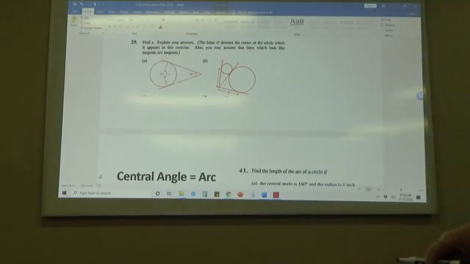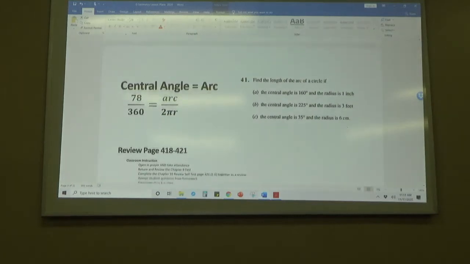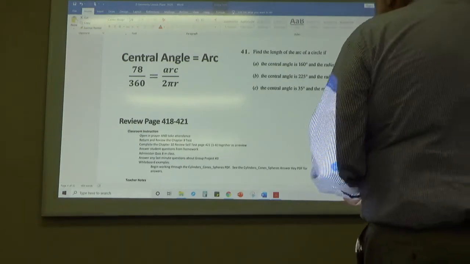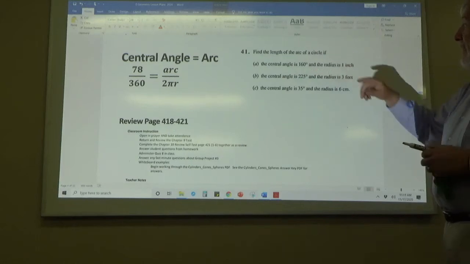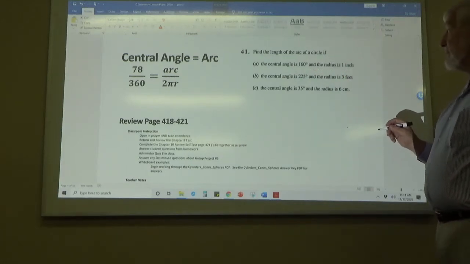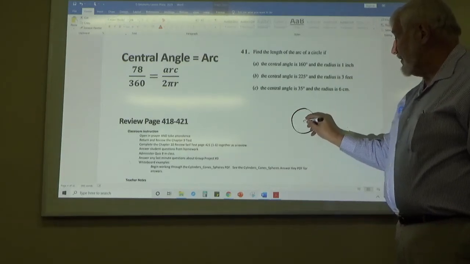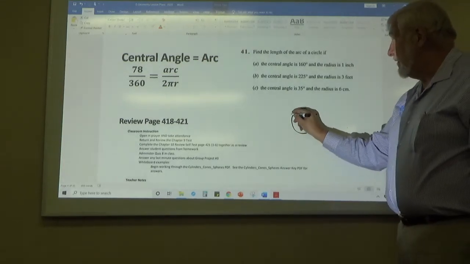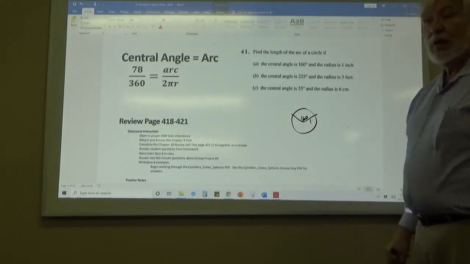All right, so let's see if I can move through this next part here. This was problem 41 in the finished part. It says find the length of the arc if the central angle is 160 degrees and the radius is 1 inch. So what we have here is a central angle. What's that look like? Looks like this. This is 160 and the radius is 1.